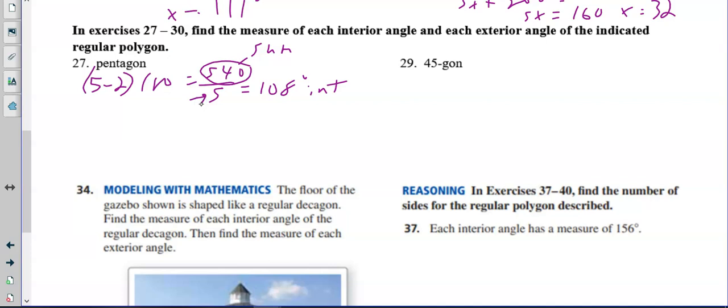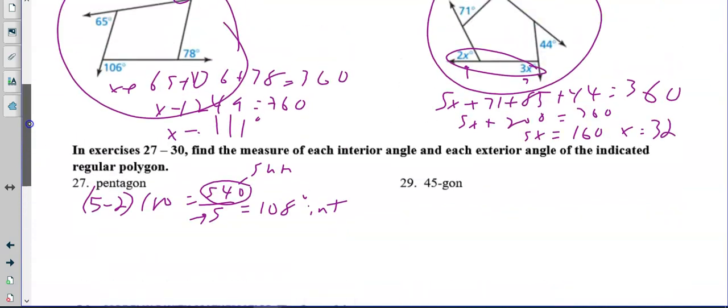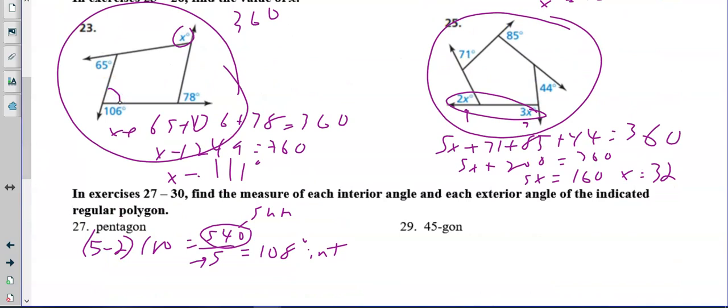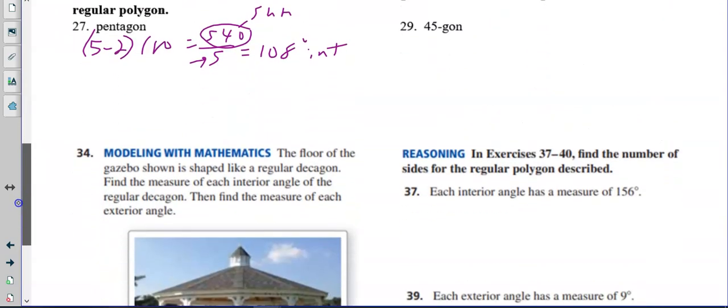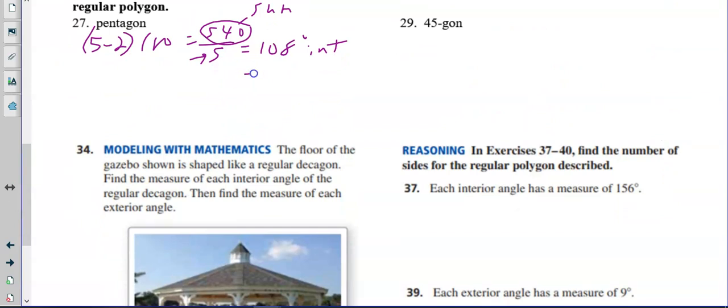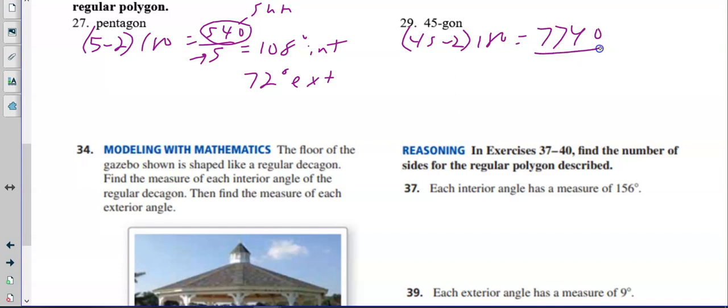So remember, this is the sum, all the inside, and we divide by how many there are to get 108. And then since every one of these interior angles and the exterior angles form a straight line, they are supplementary. So if we just do 180 minus 108, that's a 72 degree exterior angle. So over here, 45 minus 2 times 180 is 7740. Again, then that's the sum. So we're going to divide by the number of sides, which is 45, and find out that that's 172 degrees interior angle. If we subtract that from 180, that's an 8-degree exterior angle.